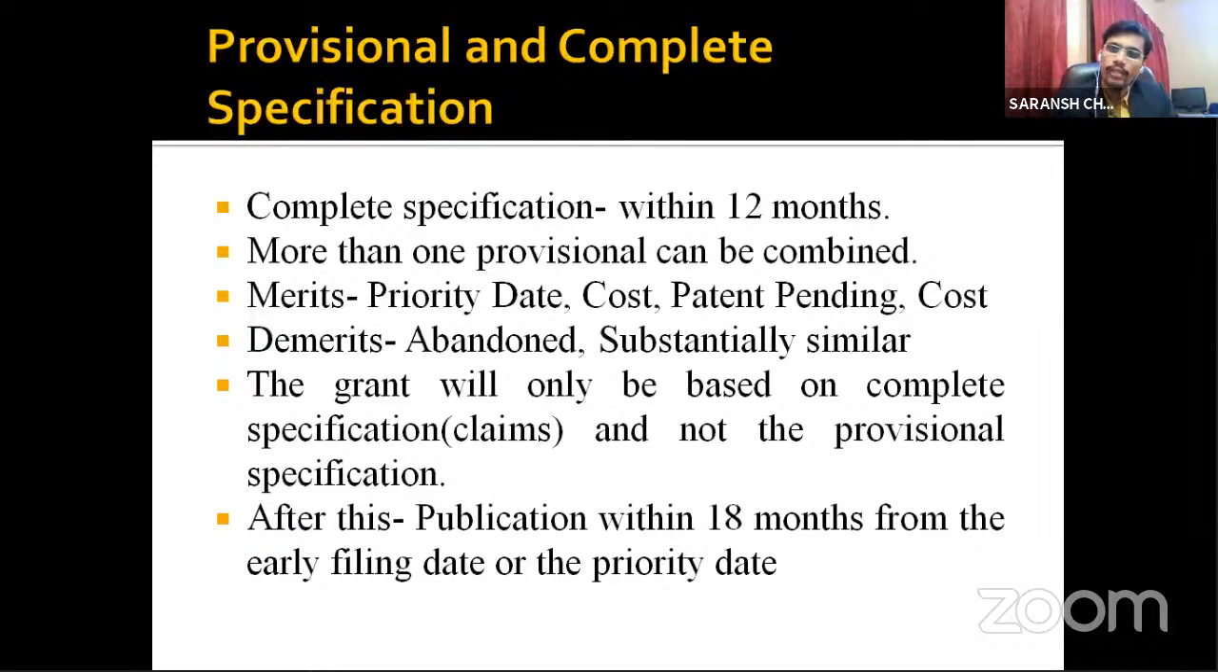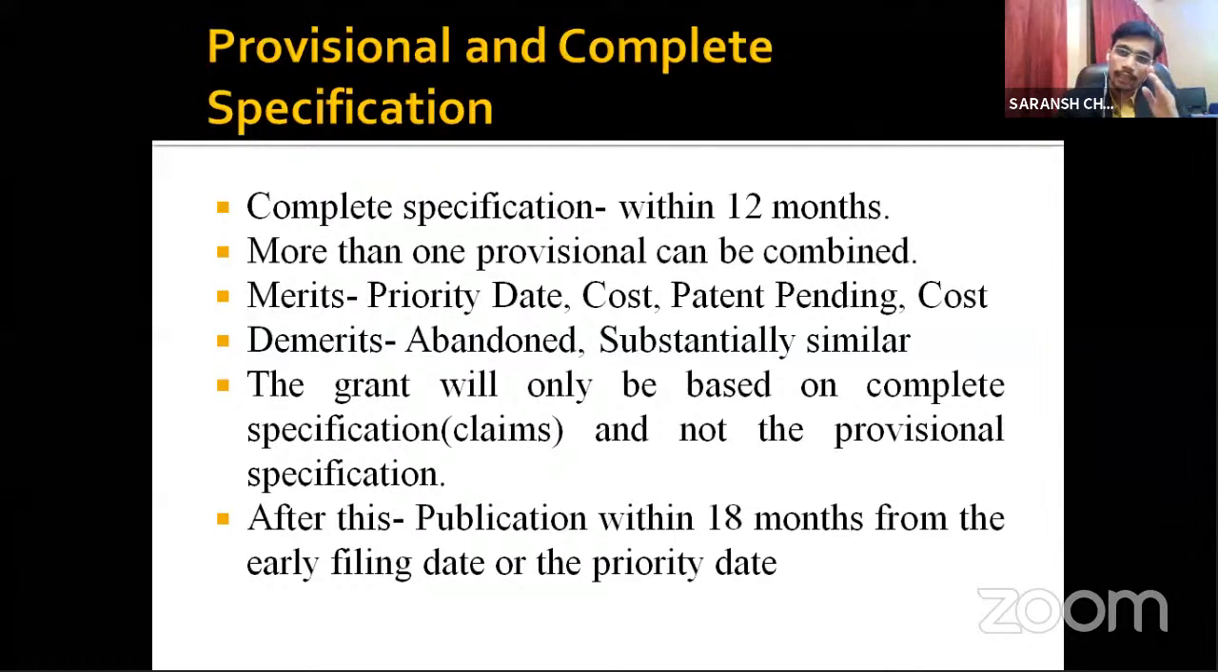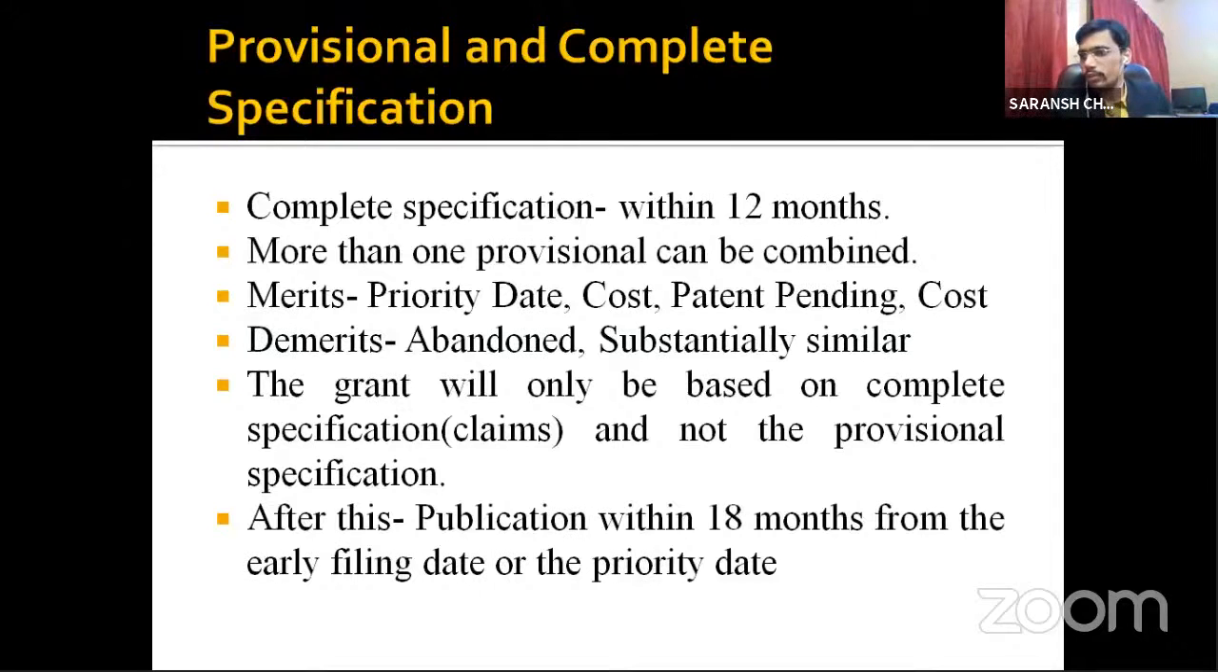If you have written 5 vegetables, 6 masalas, then you don't have to go beyond this when you are putting up a meal, or a complete specification, right? And the grant will not be on the claims of the provisional specification. The grant will be on the claims of the complete specification, and after this the whole process of publication will start, right? So this is what a very important phenomenon of provisional and complete specification is.